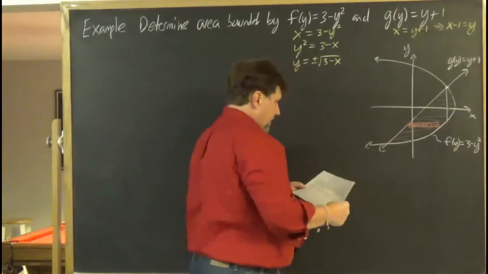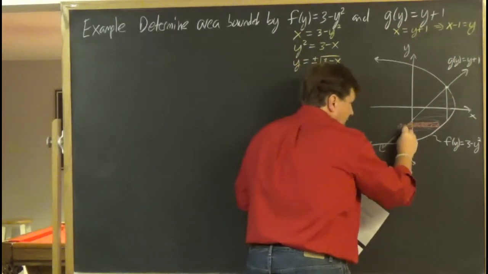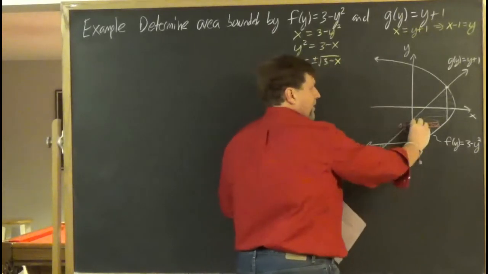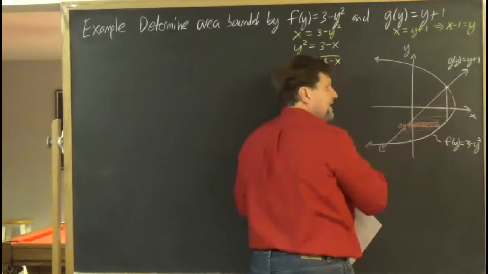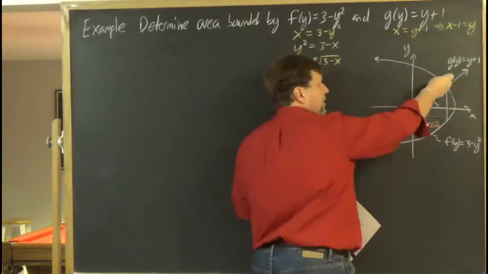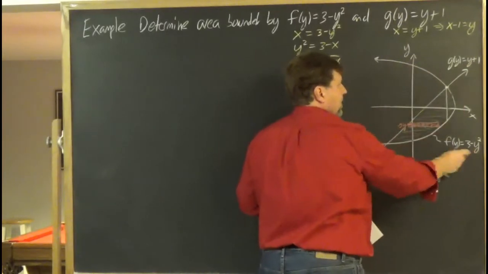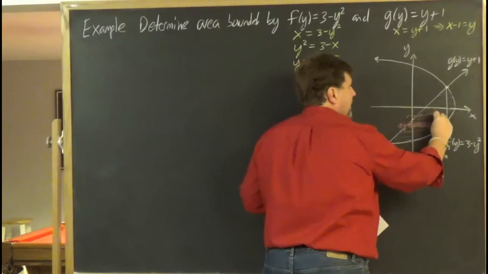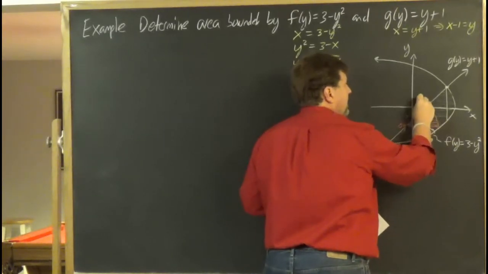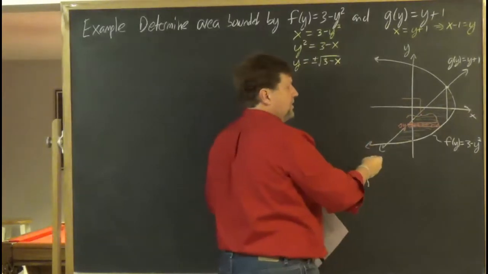So let me label the horizontal rectangle. Important things. The base of the horizontal rectangle is delta y. And no matter where this horizontal representative rectangle would be, the base is delta y. The leftmost curve is y plus 1. The rightmost curve is 3 minus y squared. That tells me the height of my representative rectangle that's horizontal.